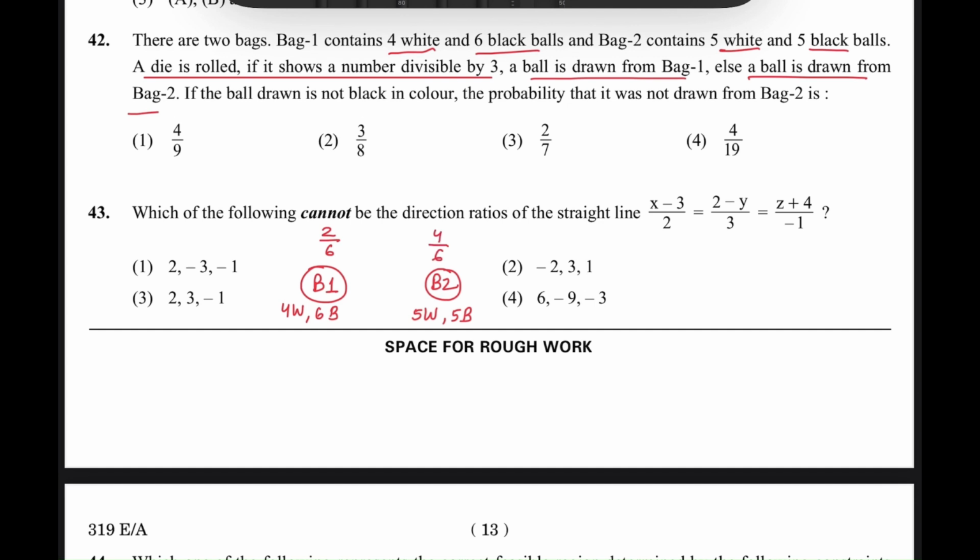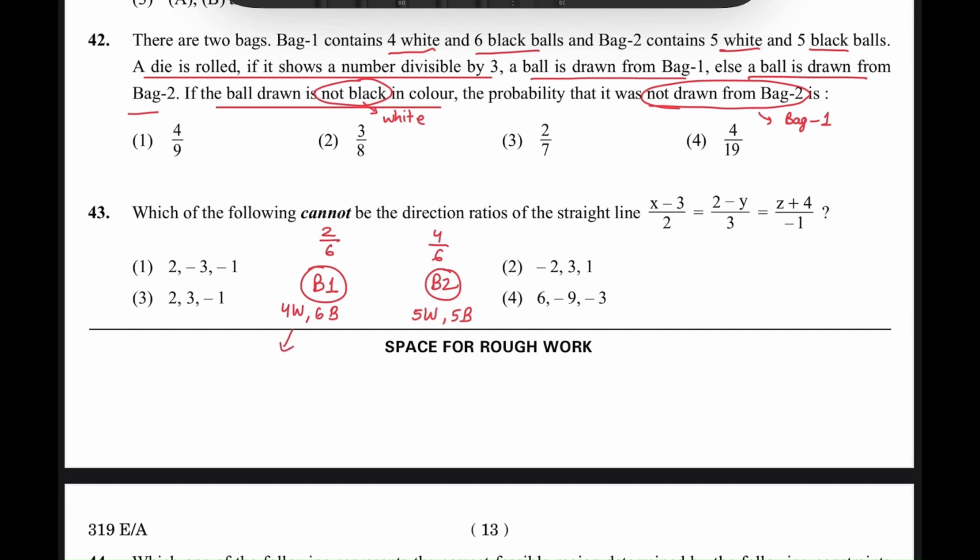Okay. If the ball drawn is not black in color, so he wants not black. Not black means white, right? So if the ball is white in color, what is the probability that it was not drawn from bag 2? If it is not drawn from bag 2, he's asking what is the probability it is from bag 1, right? So you need the probability of a white ball drawn from bag 1. Is the question clear now?